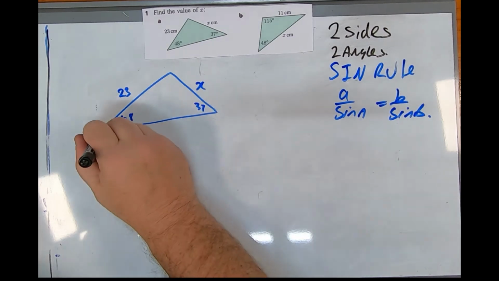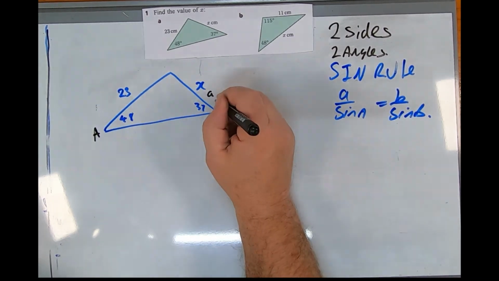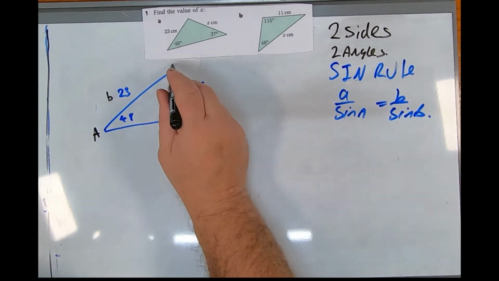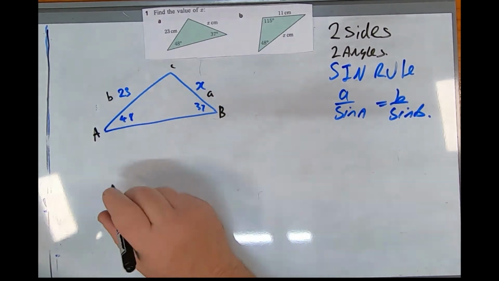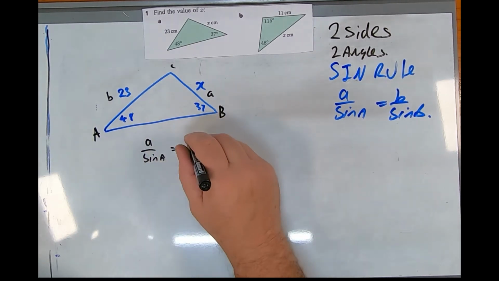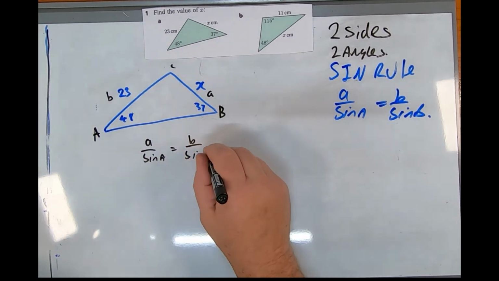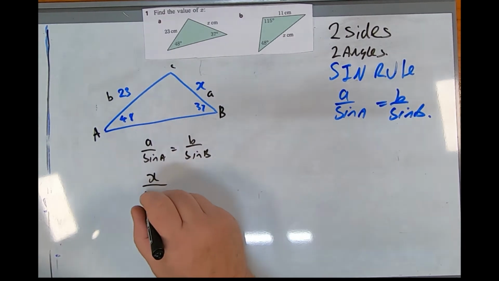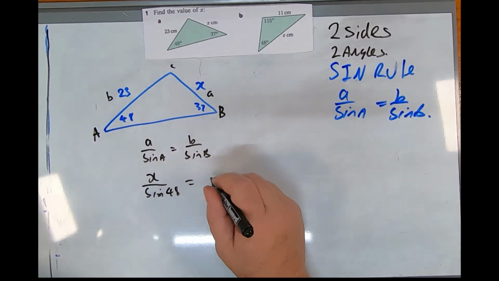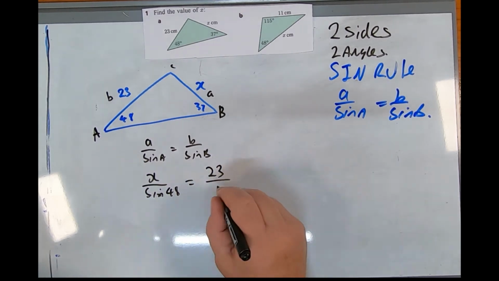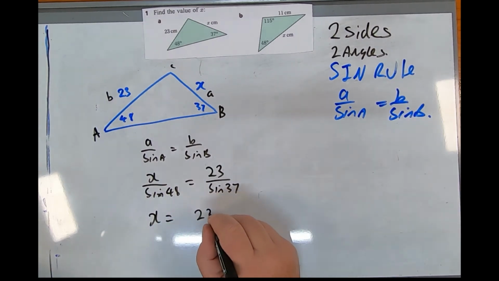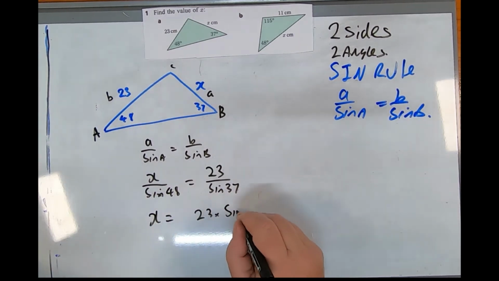So let's put big A here, little a there. Big B here, little b there. C is not sort of in operation. So A on sin A equals B on sin B is X on sin 48 equals 23 on sin 37, or X equals this after I multiply.